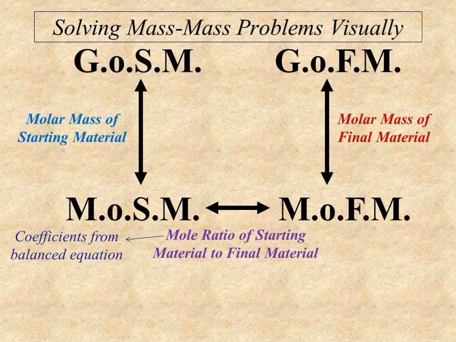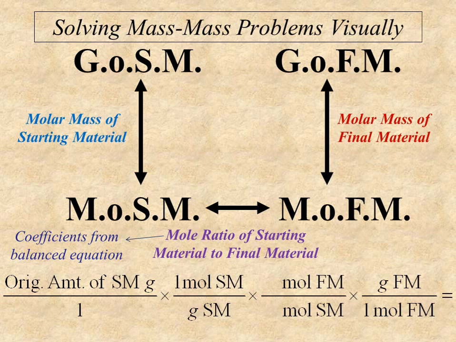So to summarize this in an equation type setup, we will always start with our original amount of material that's given to us, our starting material, in grams. The first step then is to use the molar mass of the starting material. Seen here in blue, this will be the setup. We want the grams to cancel out, so we place it in the denominator. And molar mass is always in terms of 1 mole of starting material, so that goes in the numerator.